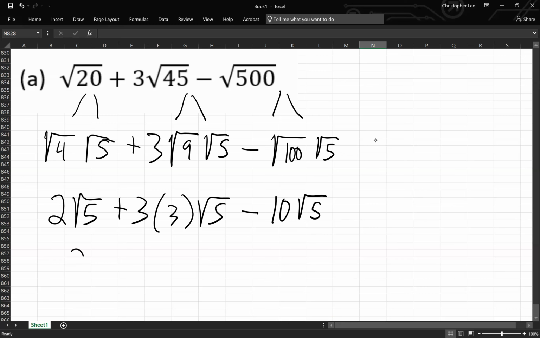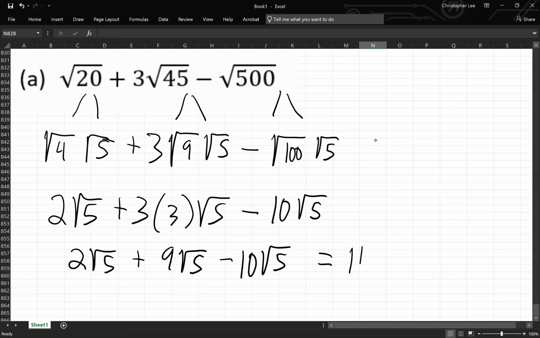Let's multiply. I have 2 square root 5 plus, I was about to say 6. What's 3 times 3 again? 9 square root 5. That's why I need y'all here, right? Minus 10 square root 5. All right. What is 2 square root 5 plus 9 square root 5 minus 10 square root 5? What's that? 1 square root 5, right?